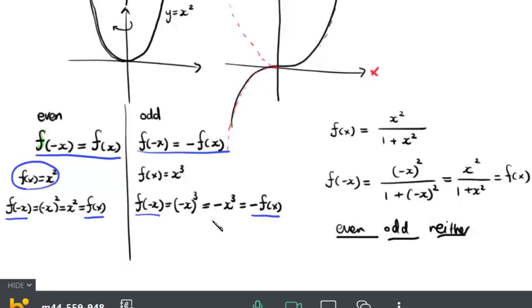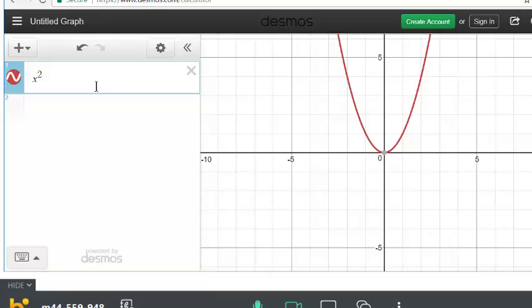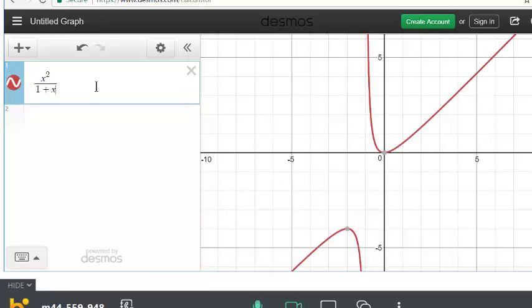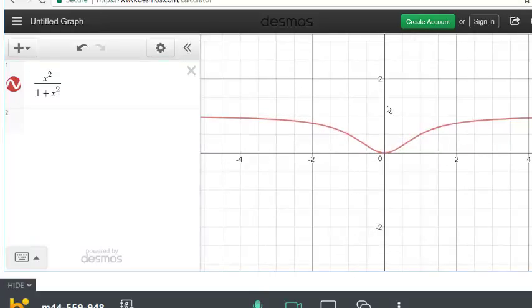So I'm going to actually show you what this one actually looks like. So this is actually a very, very complicated function. So I'm going to go to this graphing calculator. So this is x squared over 1 plus x squared. And take a look at this. It's like that. And let me ask you this: is this symmetrical against the y-axis? The answer is obviously yes. So that's why this is an even function.